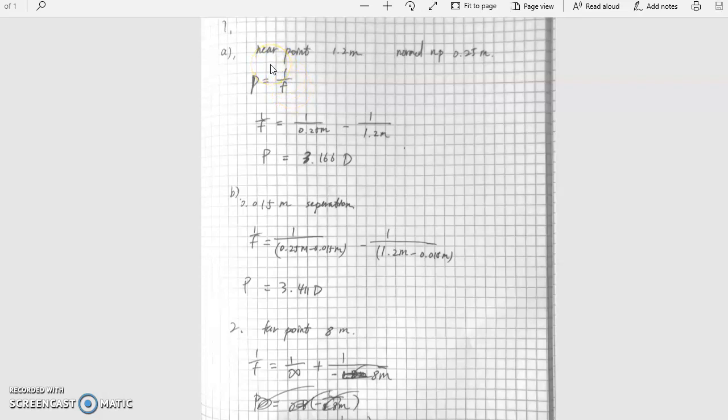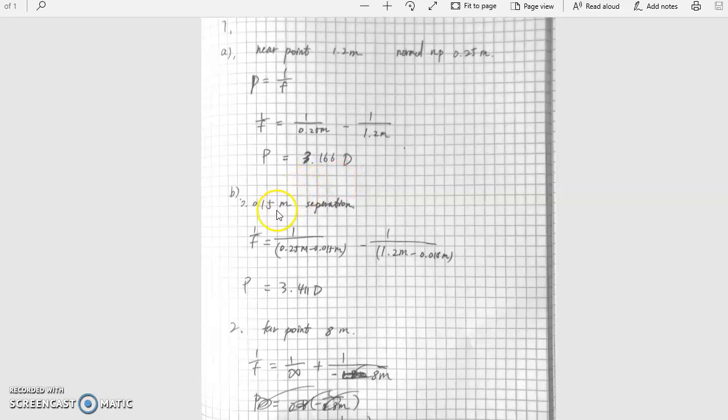In the problem, we're given that the near point is 1.2 meters, and the normal near point would be 0.25 meters, which means the person's far-sighted. So we can expect that it would be a positive value for the power. So just plug in the numbers. We can find that the power is 3.16 diopters.